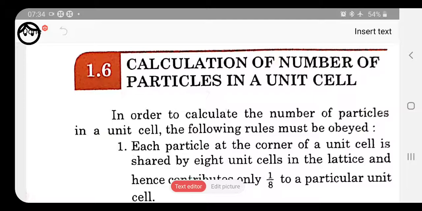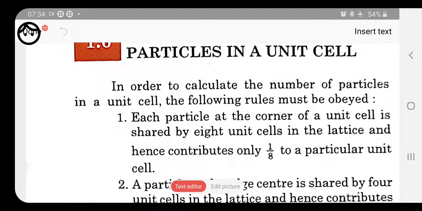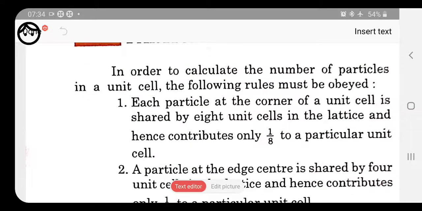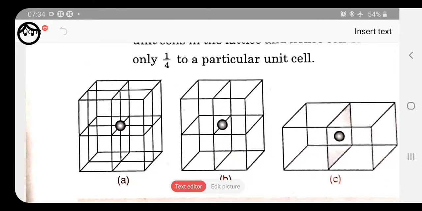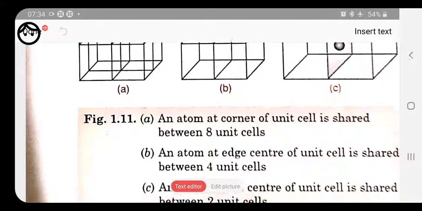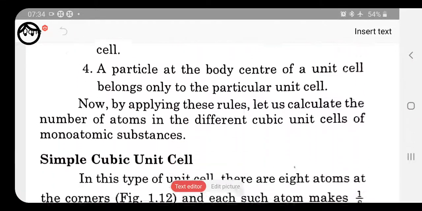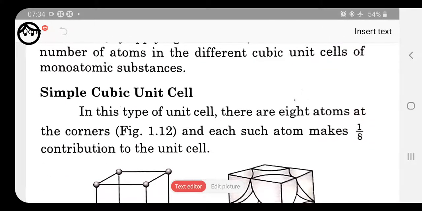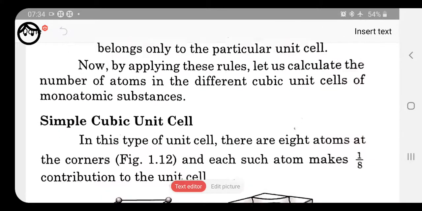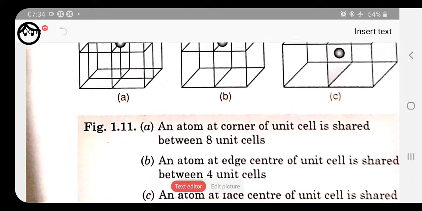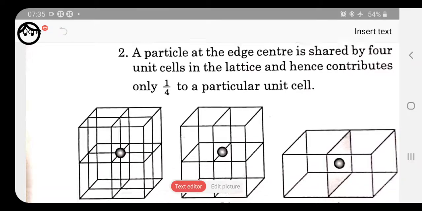Now today we are going to discuss the number of constituent particles present in each unit cell. First we will calculate the number of particles in each unit cell. First we have the primitive unit cell. If we are talking about the primitive unit cell, first look at the structure. With the help of the structure only you are able to know this. Simple cubic unit cell: in this cell, the constituent particle should be present at the corner.